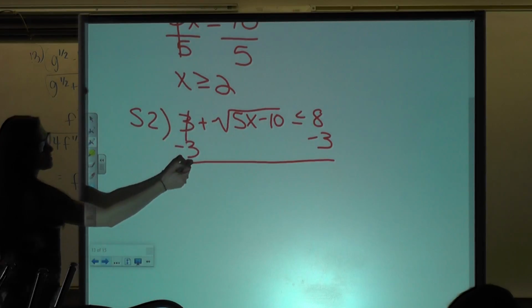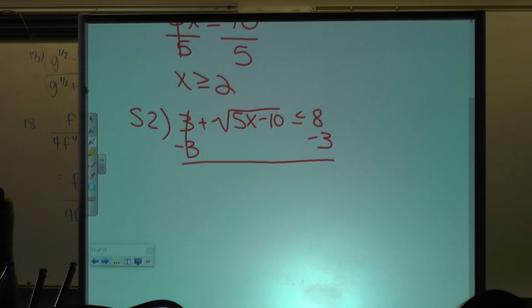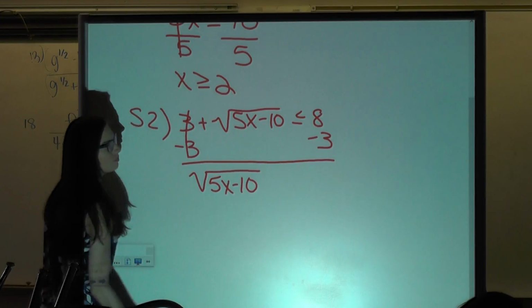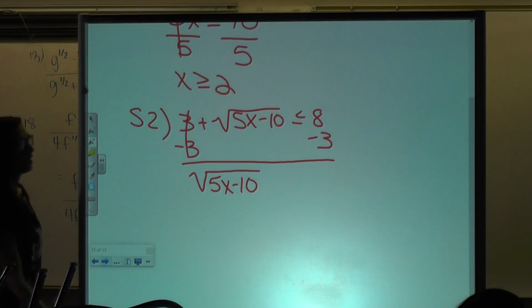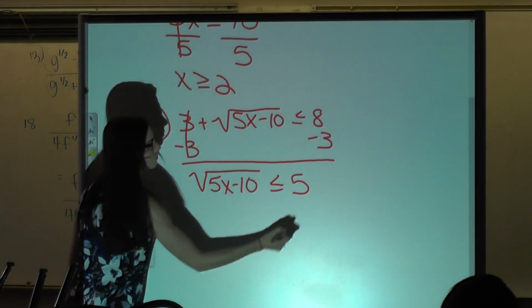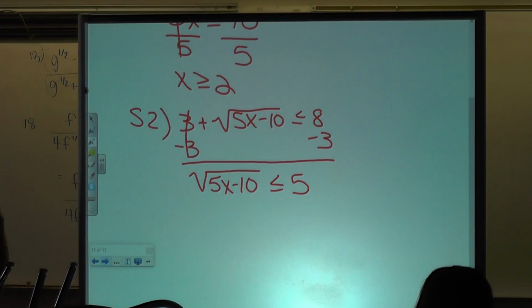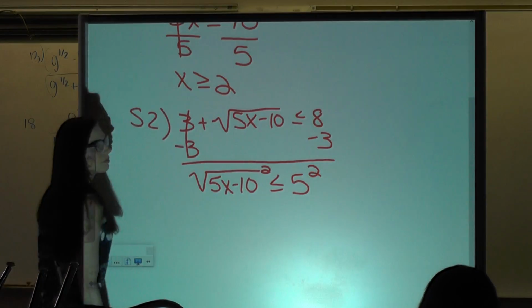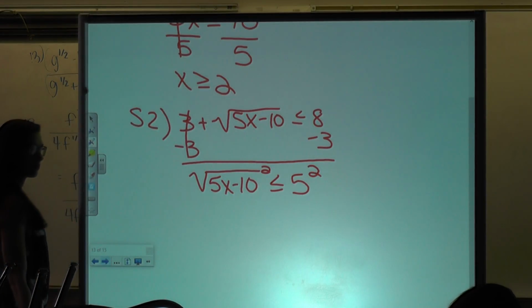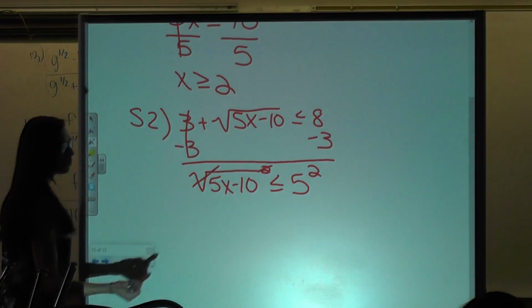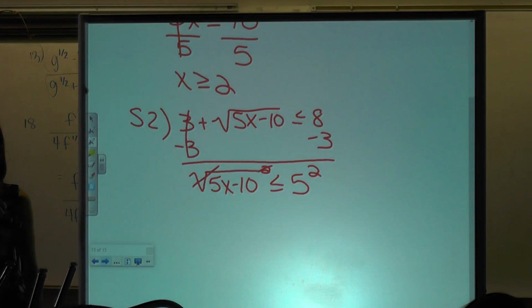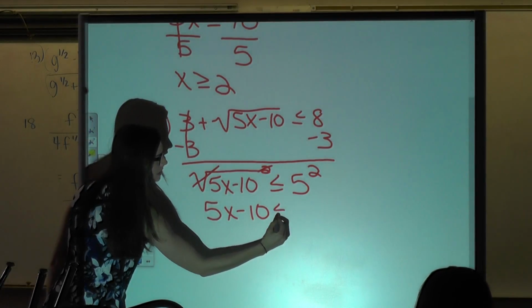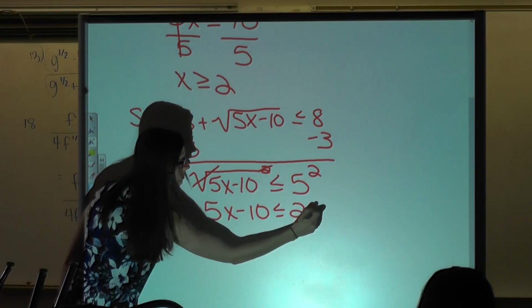On the left-hand side, this eliminates. You're left with a square root, 5x minus 10. And this is less than or equal to 5. We learned on Friday to get rid of a square root. You have to square both sides. Square root, square will cancel out. You're left with 5x minus 10 is less than or equal to 5 squared is 25.